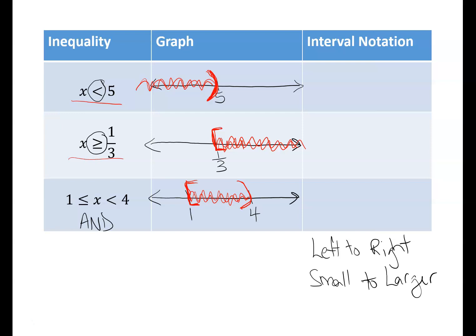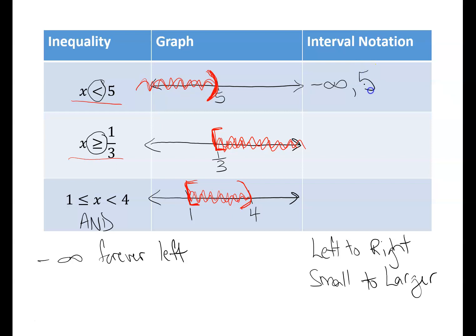And find your leftmost value that is shaded. Well, on our first graph, we shade forever to the left. So we're going to show forever to the left as negative infinity. Okay? Negative infinity means forever left. And then our rightmost value, you're going to put a comma. So it's left to right, but it's left comma right in our interval notation.